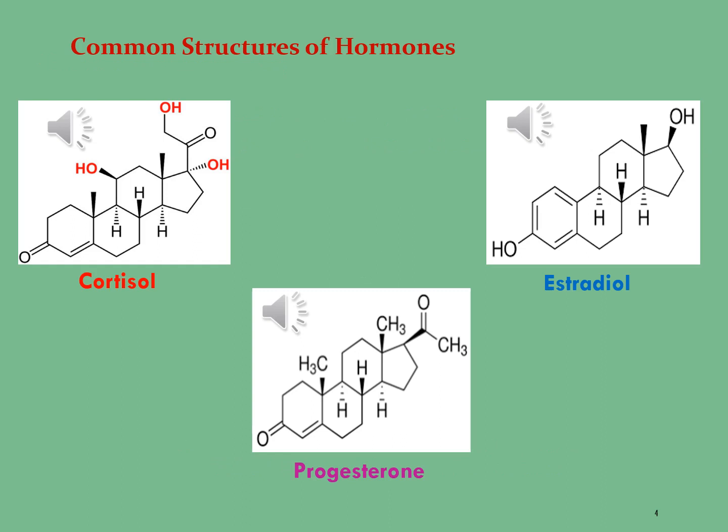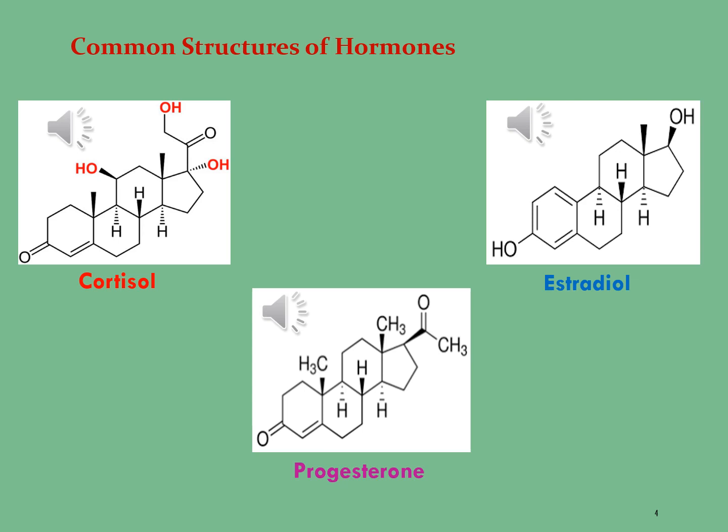You can see here some important common structures of hormones: cortisol, progesterone, estradiol, aldosterone, testosterone, and dihydrotestosterone. Let's see the sources, uses, and solubility of these molecules respectively. The first molecule is cortisol. It is produced in many animals, mainly by the zona fasciculata of the adrenal cortex in the adrenal glands. It is soluble in water, ethanol, and isopropanol.